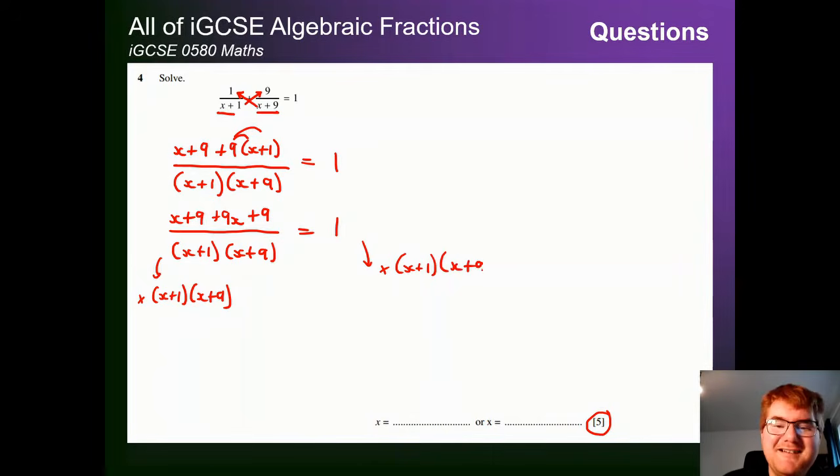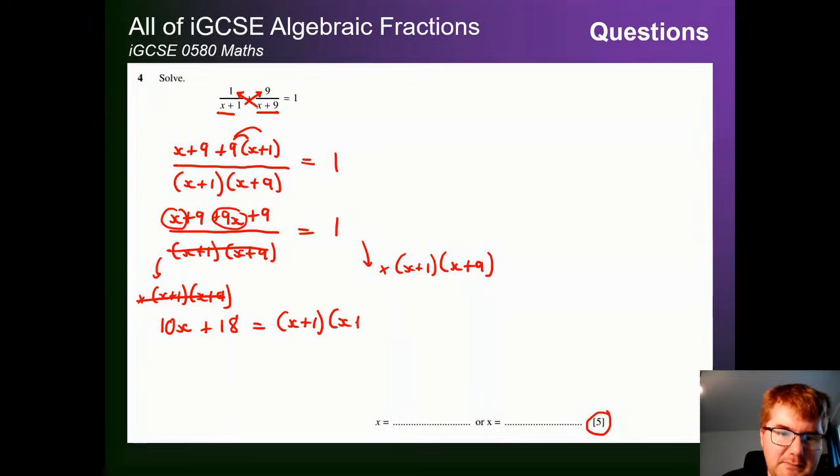Quite hard to write all this out. This cancels, giving us the numerator. We can simplify that at the same time. So we get 9x plus x, that's equal to 10x. 9 plus 9 is equal to 18. And this is equal to 1 times this. So it's just going to be x plus 1 times x plus 9. We've still got work to do here. So first of all, we need to expand out the bracket. So remember, our first, outside, inside, last, or I prefer to call it the double hook. Give it a big double hook.